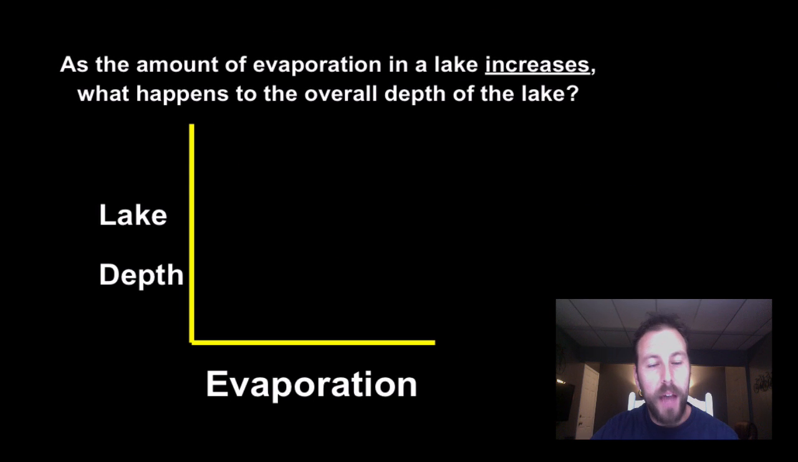An example of one is as the amount of evaporation in a lake increases, what happens to the overall depth? Remember, evaporation is the loss of water from a surface. So if we're losing water from the surface, most likely the depth of the lake is going to decrease or go downwards. Another indirect relationship.